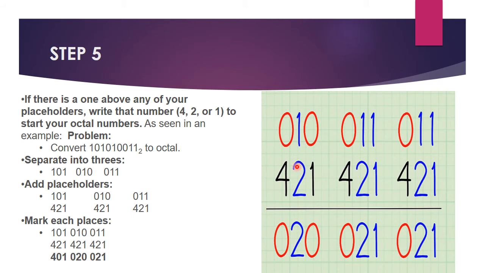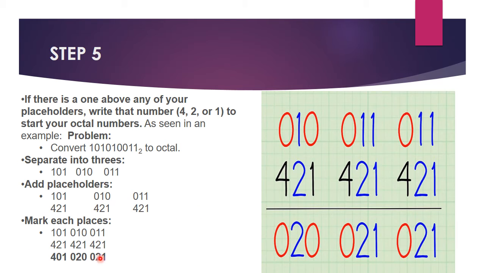Whichever digit is below that 1. So if here below 1 it is 2, and suppose here instead of 0 it is 1, so below 1 you are having 4, so you will write 4 over here, right? So don't get confused between this.